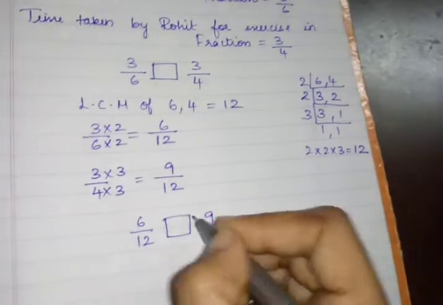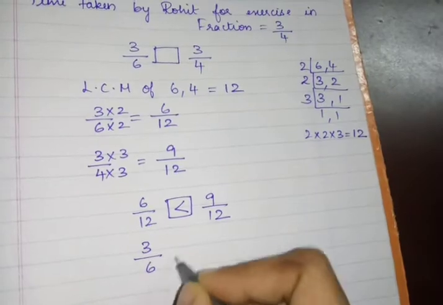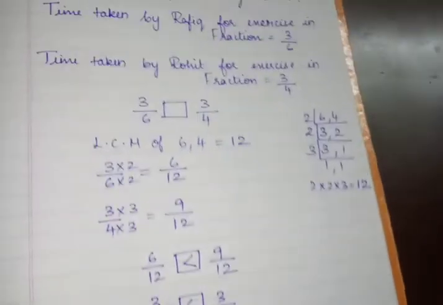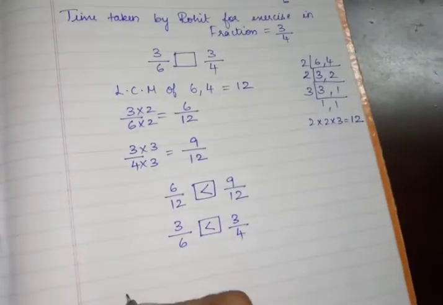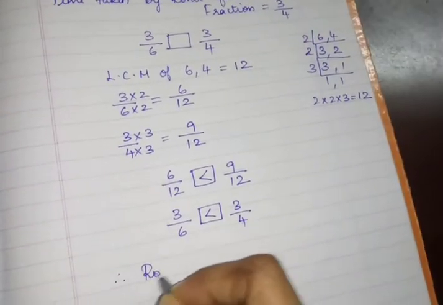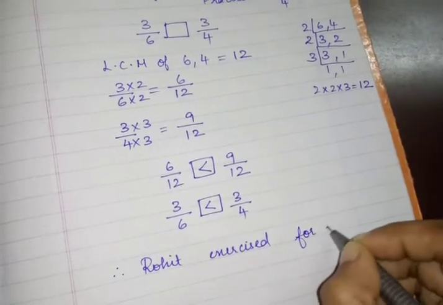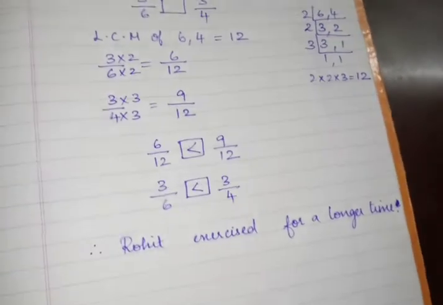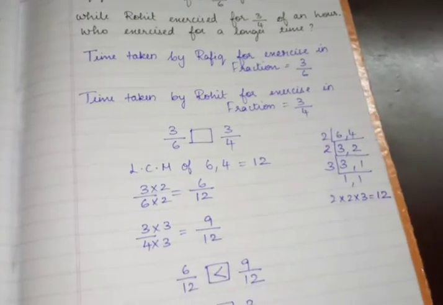In this, which is greater? Obviously 9 by 12 is greater. So we can say 3 by 6 is less than 3 by 4. So in this, who is greater? 3 by 4. Who is greater? Rohit. Okay. So what we can say? Rohit exercised for a longer time. Okay. So by this we have concluded that Rohit exercised for a longer time when compared to Rafiq. Okay, I am just comparing the fractions.